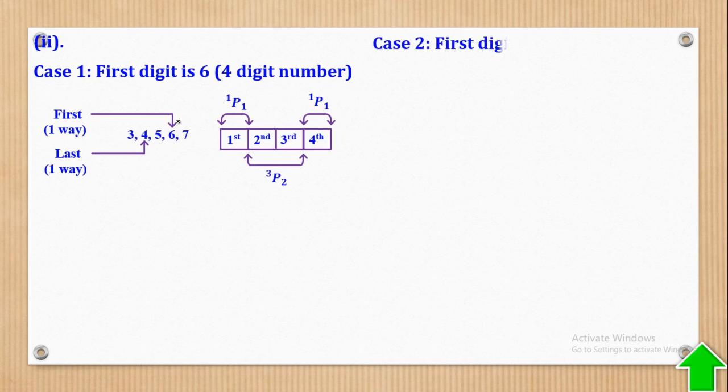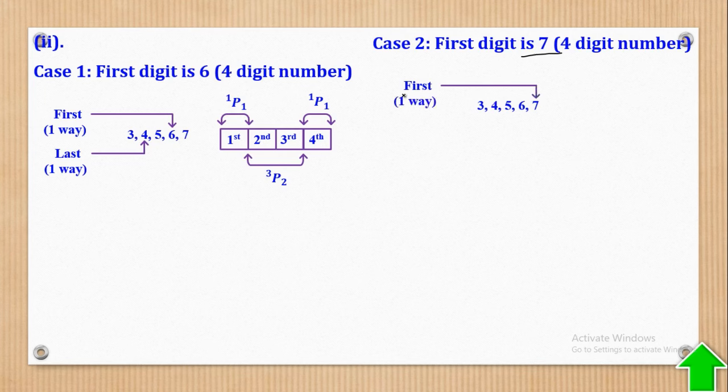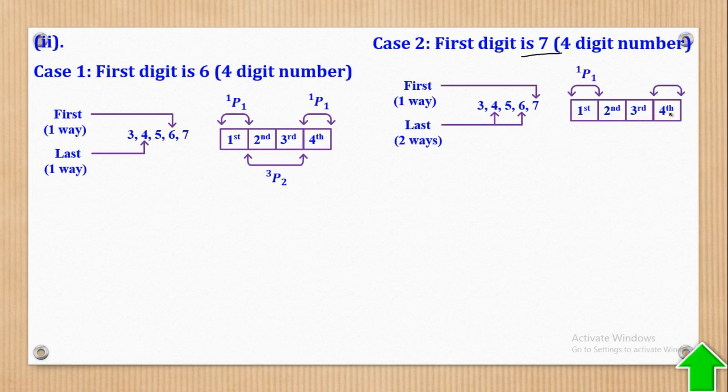That is case 1. What about case 2? Case 2 is when the first digit is 7. So when the first digit is 7, there's only one way for the first position. But for the last position, there is 4, there is 6. Those are two ways. Therefore, to fill our spaces, the first one will be 1 permutation 1, and the last one will be 2 permutation 1. Then these two will be 3 permutation 2. That is case 2. What about case 3 for the 5-digit number?